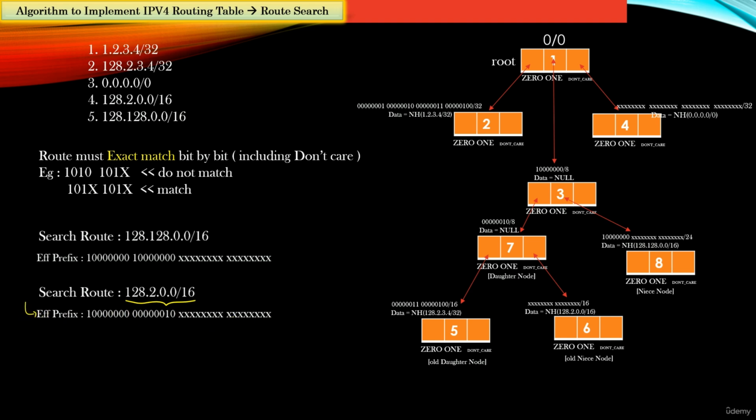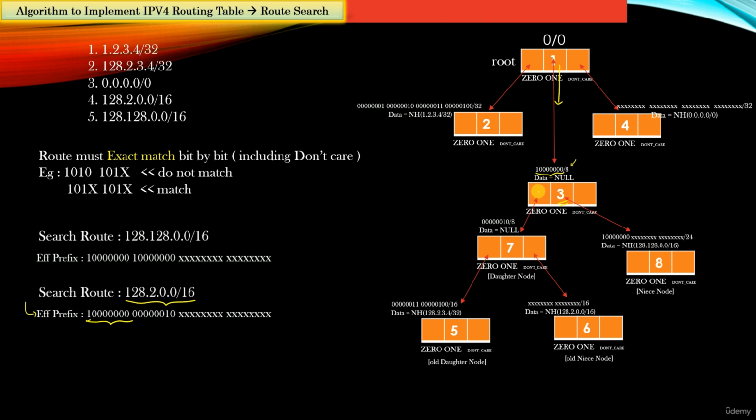Now start your search from the root node again. Since the first bit of this effective prefix is 1, I will take a path along the 1th child of the root node and I will land at node number 3. The prefix length of node number 3 is 8, so I am going to match 8 bits of the route that is being searched with the 8 bits of the effective prefix of node 3, and they exactly match.